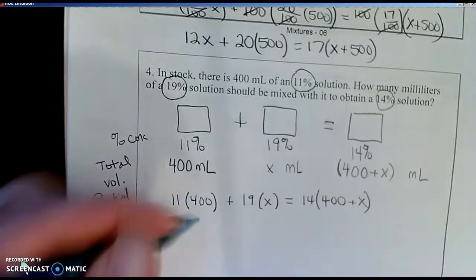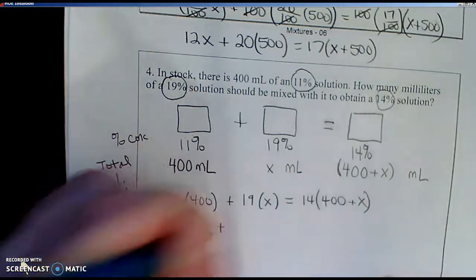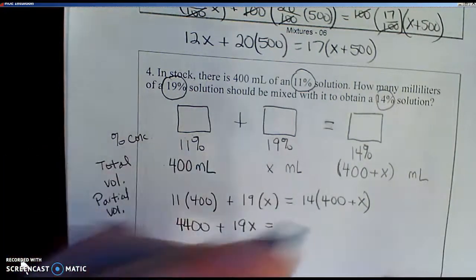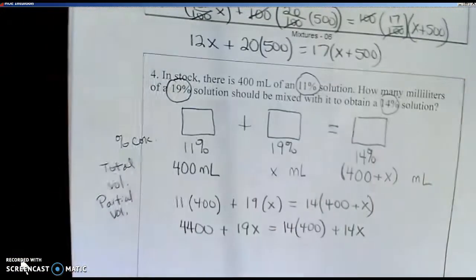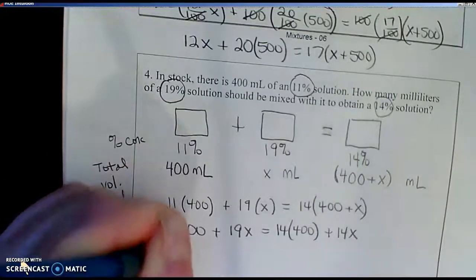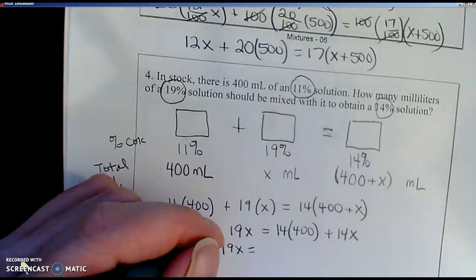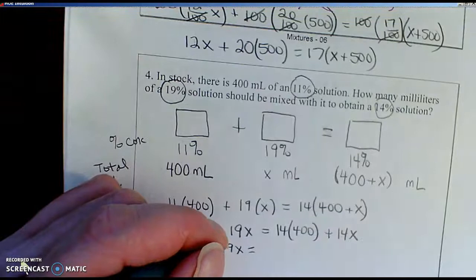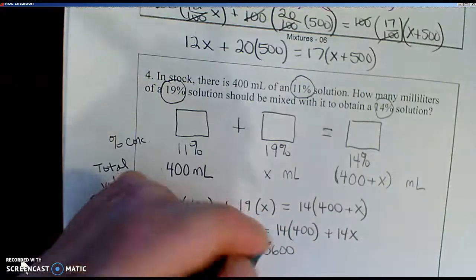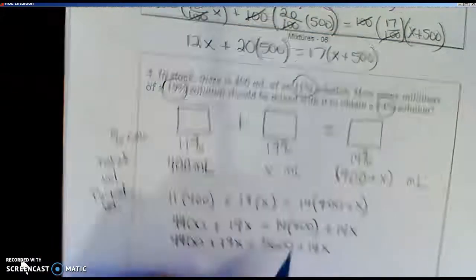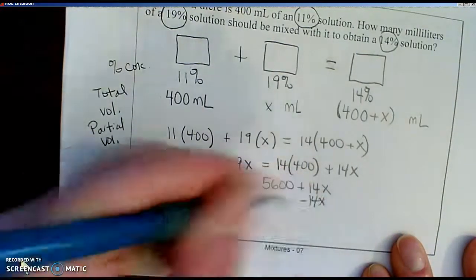And now we can just jump to the algebra. 11 times 400 can be simplified. That's 4,400 plus 19X equals 14 times 400 plus 14 times X. So simplifying again, 4,400 plus 19X equals 14 times 400. My brain isn't working so good, so I'm going to use the calculator for that. 5,600 plus 14X. And I'm going to let the X's drive to make sure that I don't end up with a negative number, so I'll subtract 14X from both sides.